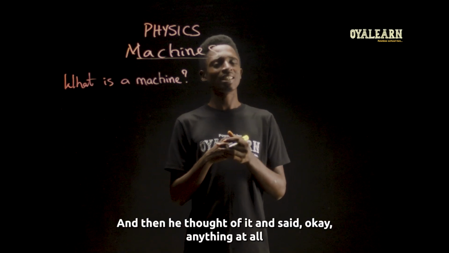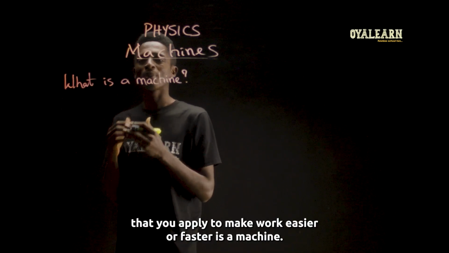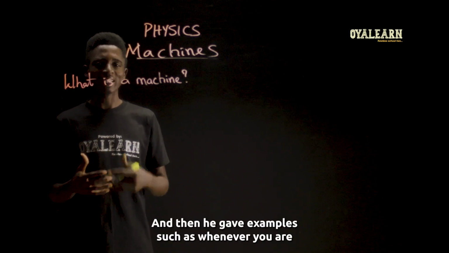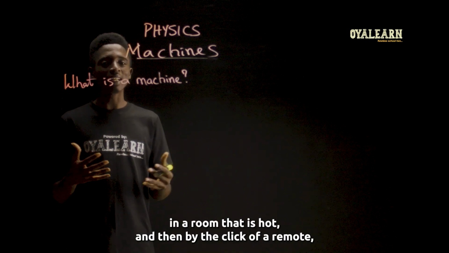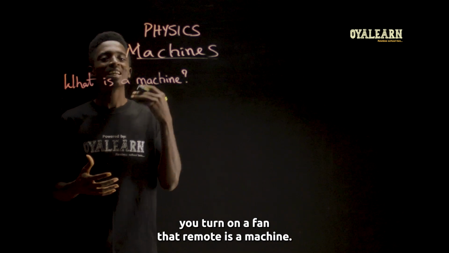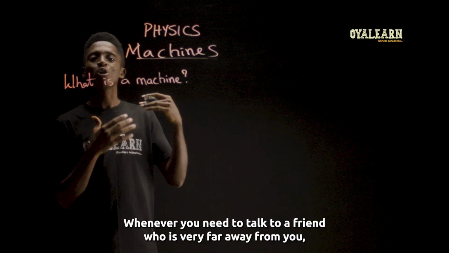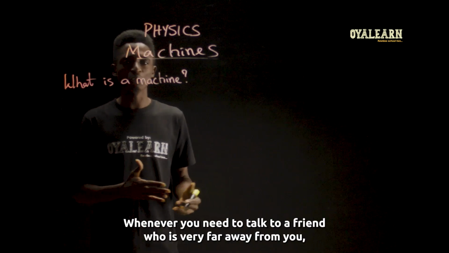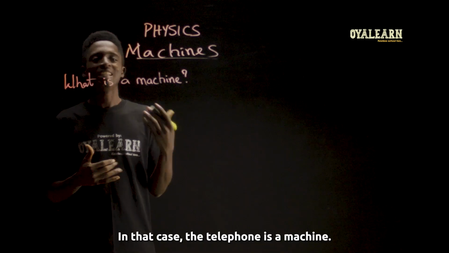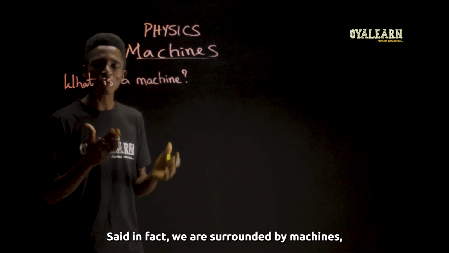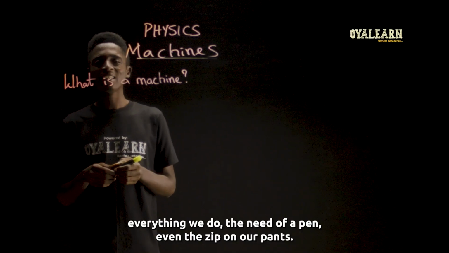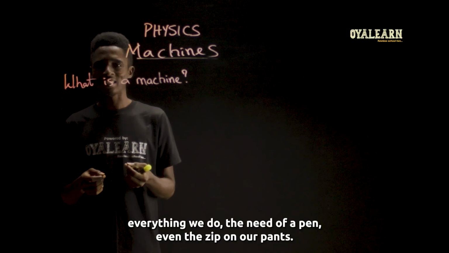And then he thought of it and said, "Okay, anything at all that you apply to make work easier or faster is a machine." And then he gave examples such as whenever you are in a room that is hot and then by the click of a remote you turn on a fan, that remote is a machine. Whenever you need to talk to a friend who is very far away from you, you pick up the telephone and then you make that call. In that case, the telephone is a machine. He said, in fact, we are surrounded by machines. Everything we do, the nib of a pen, even the zip on our pants.